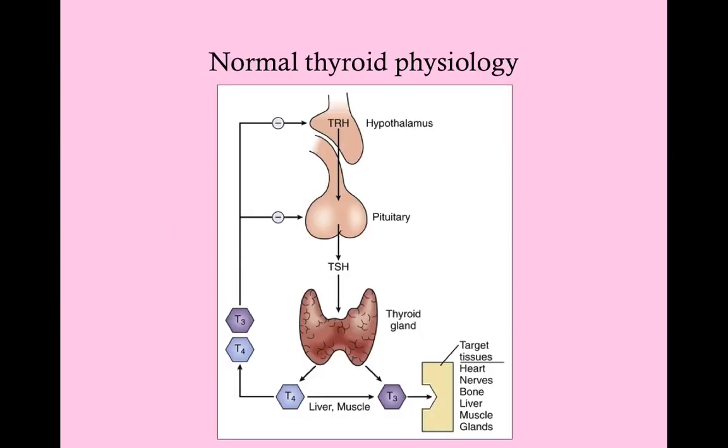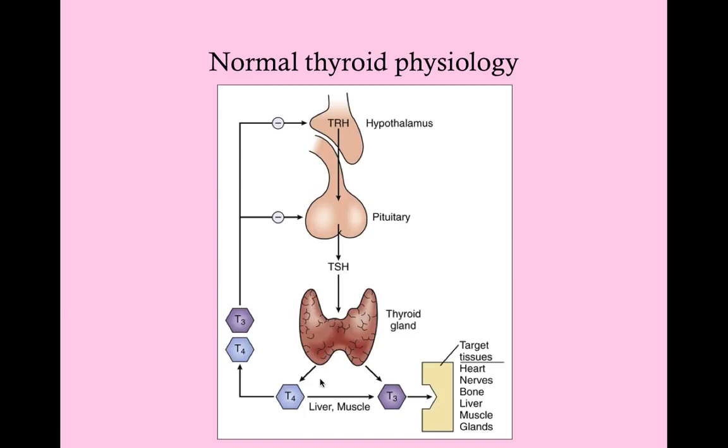So the thyroid functions on an axis with the hypothalamus and the pituitary. So the hypothalamus secretes TRH, I believe thyrotropin-releasing hormone, and then that stimulates the anterior pituitary to put out TSH. TSH is a very important hormone because it is what we measure when we're assessing the function of the thyroid. We want to know, is this a problem of the thyroid or is this a problem of the pituitary? TSH acts on the thyroid.